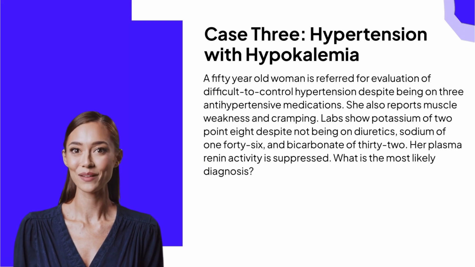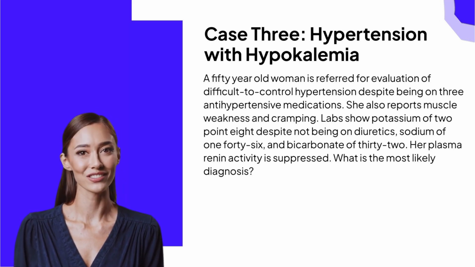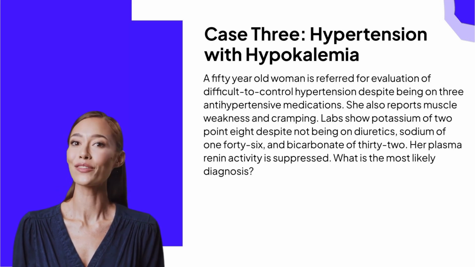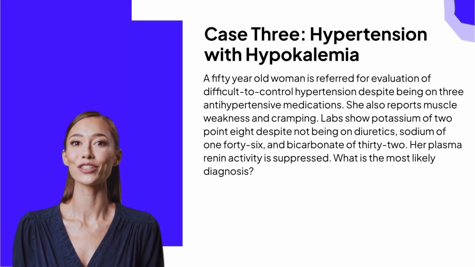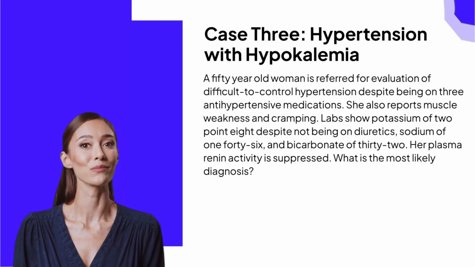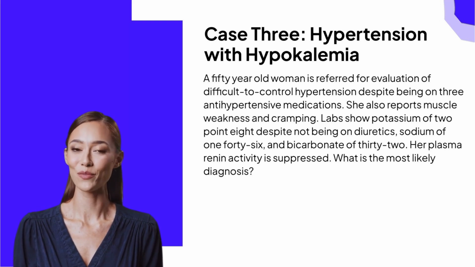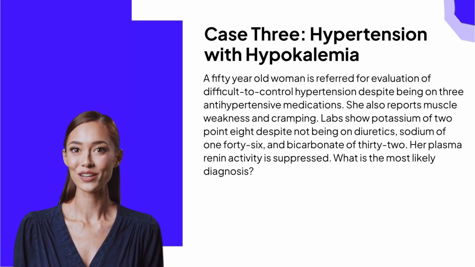This is a classic setup for primary hyperaldosteronism. The key features are resistant hypertension, meaning blood pressure not controlled on multiple medications, hypokalemia in a patient not on diuretics, and muscle symptoms from the low potassium. The lab findings tell the story: low potassium, slightly elevated sodium, and metabolic alkalosis. Why alkalosis? Aldosterone causes potassium and hydrogen ion excretion in exchange for sodium retention.